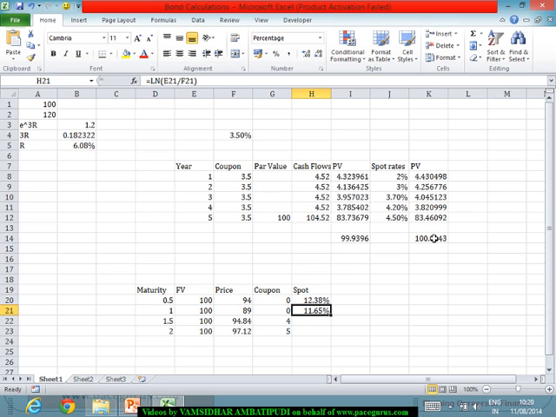But now the key comes, which is the next. There is a coupon bond that I am taking.